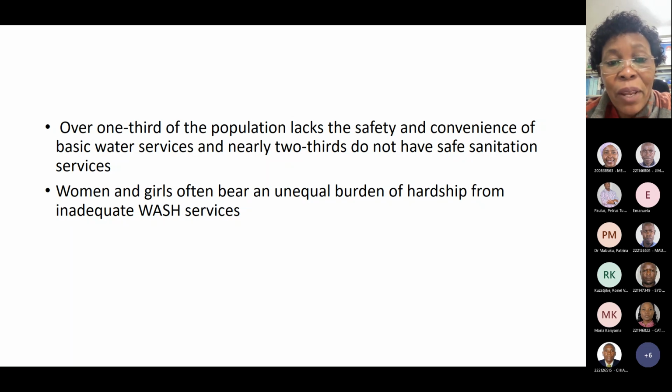Now, over one third of the population lacks the safety and the convenience of basic water services, and nearly two thirds do not have safe sanitation services. Again, these are statistics for us to appreciate the importance of good governance and see how good governance can actually change the statistics. Women and girls often bear an unequal burden of hardship from inadequate WASH services. This is, I believe, a fact that we are all aware of, and literature, of course, informs us of that.